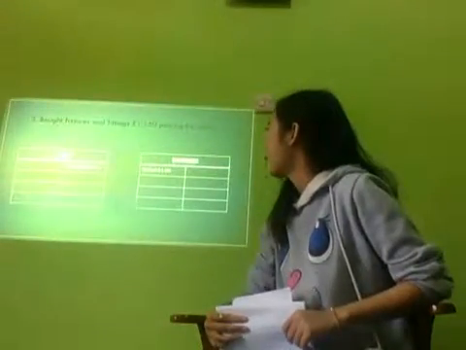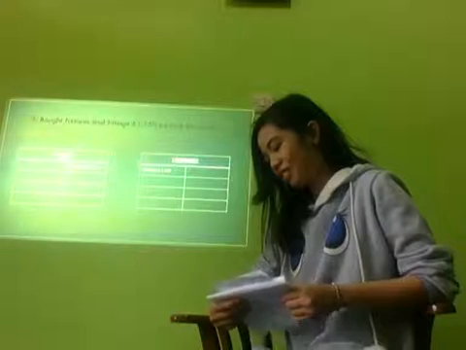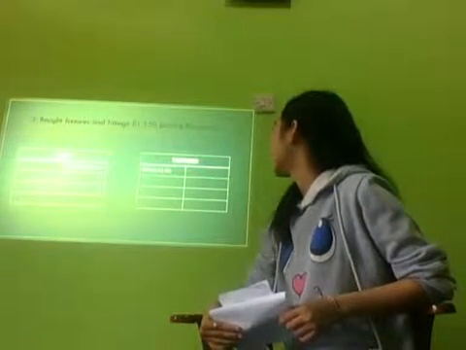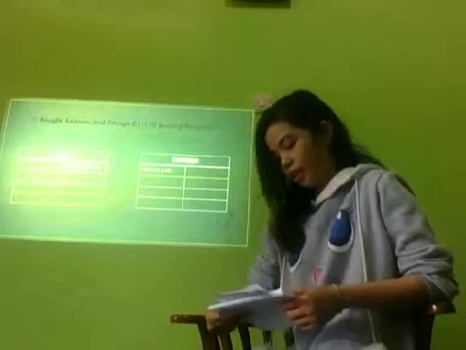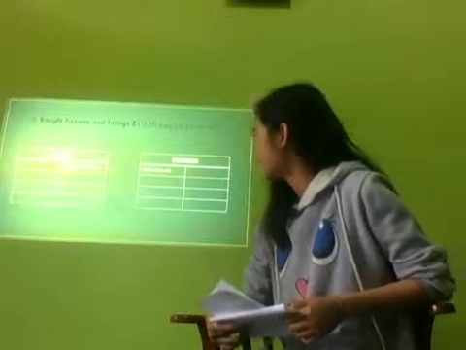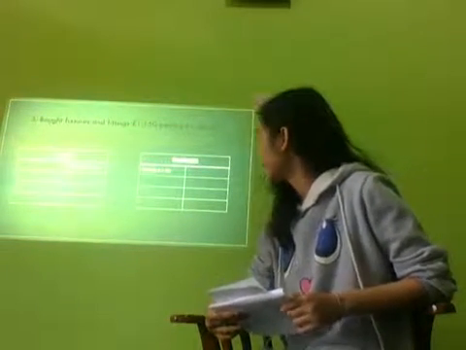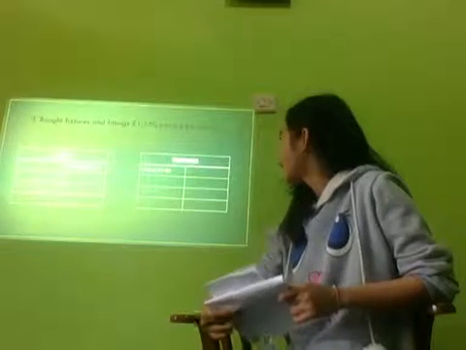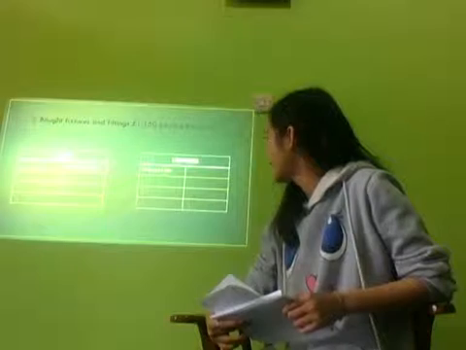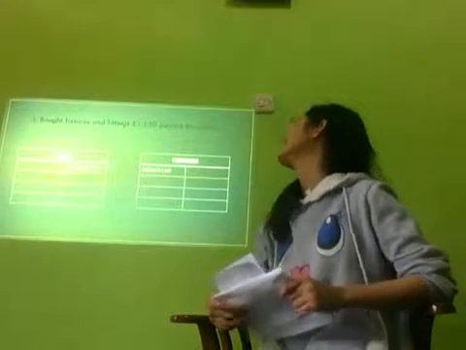Number 3. Bought fixtures and fittings for $1,150, paying by check. Fixtures increased $1,150 and bank decreased $1,150.